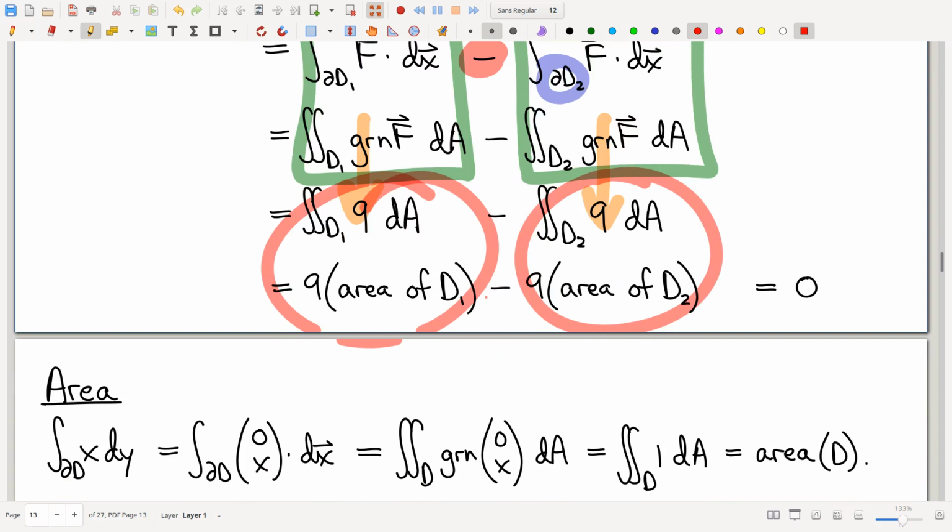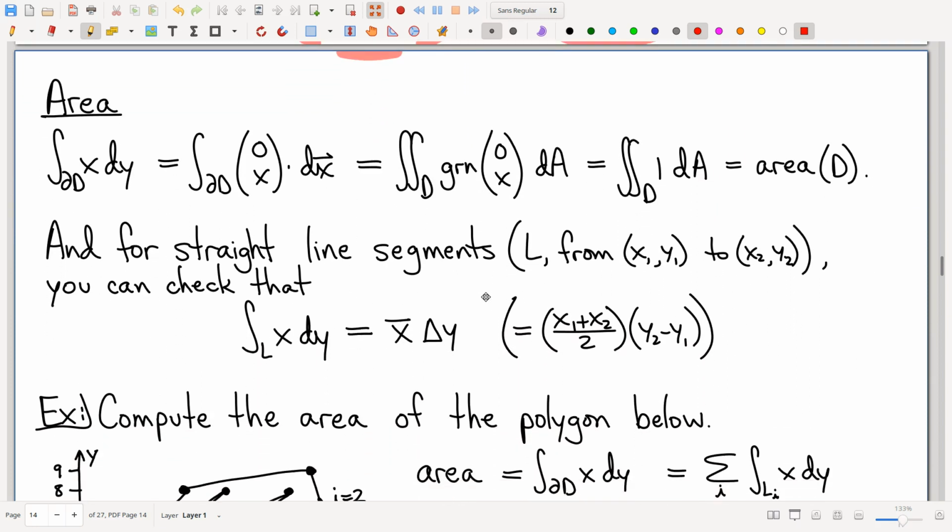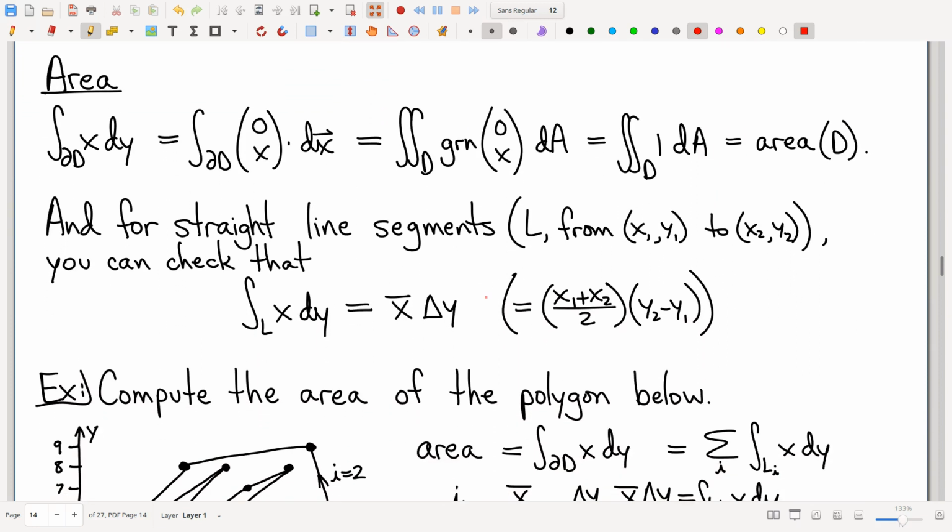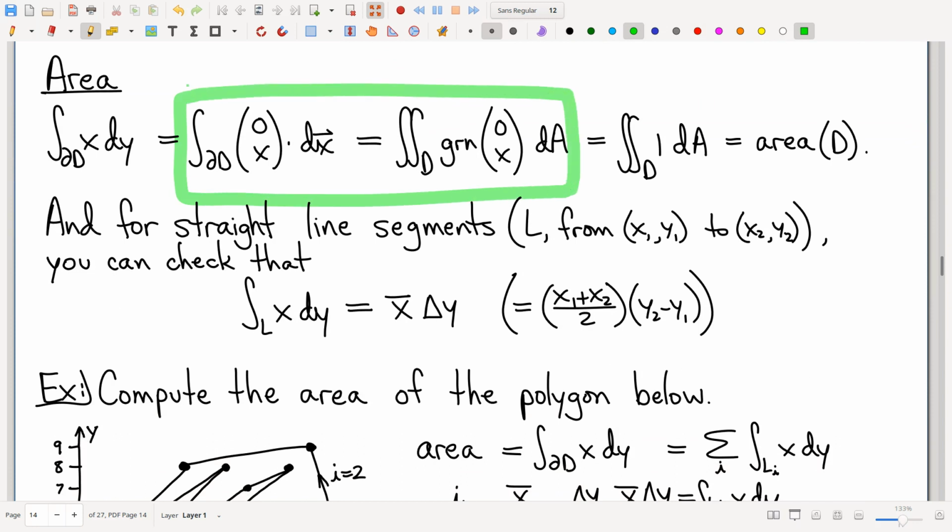All right. Okay, here's another clever application of Green's theorem. Let's start with Green's theorem. Here it is. There's Green's theorem. Now, you'll notice that I'm applying Green's theorem here to a special vector field. It's not uniquely special, but it is a special vector field, 0, x. I'll show you why in just a second. But what we have here in green is Green's theorem applied to 0, x.